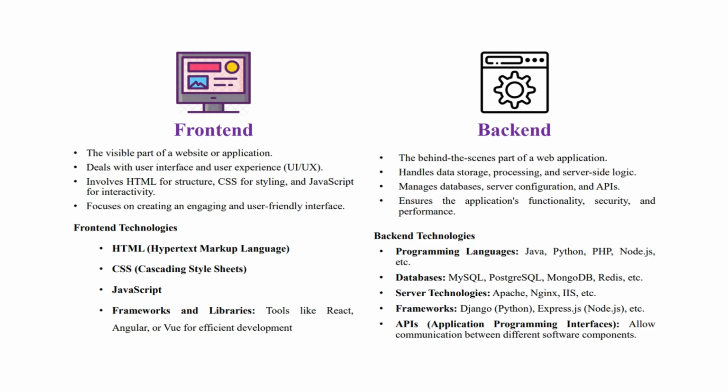The backend is the behind-the-scenes part of the web application. It handles data storage, processing the data, and server-side logic, and manages the database, server configurations, and APIs, ensuring the application's functionality, security, and performance. Backend technologies include programming languages like Java, Python, PHP, Node.js, etc. Databases like MySQL, PostgreSQL, MongoDB, Redis, etc. Server technologies like Apache, and frameworks like Django, ExpressJS, etc. APIs allow communication between different software components.